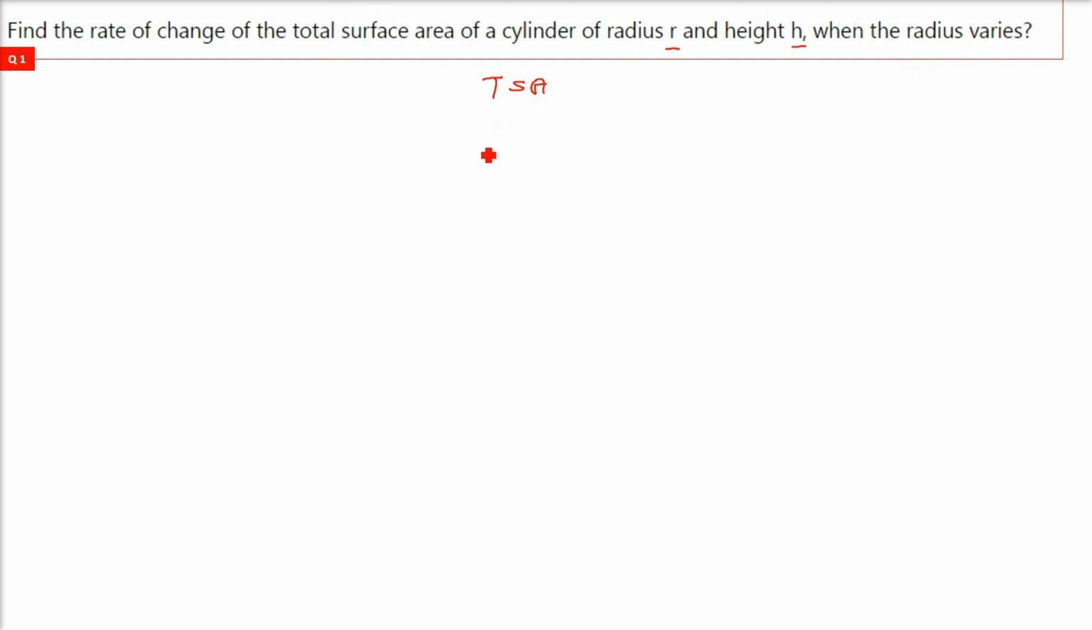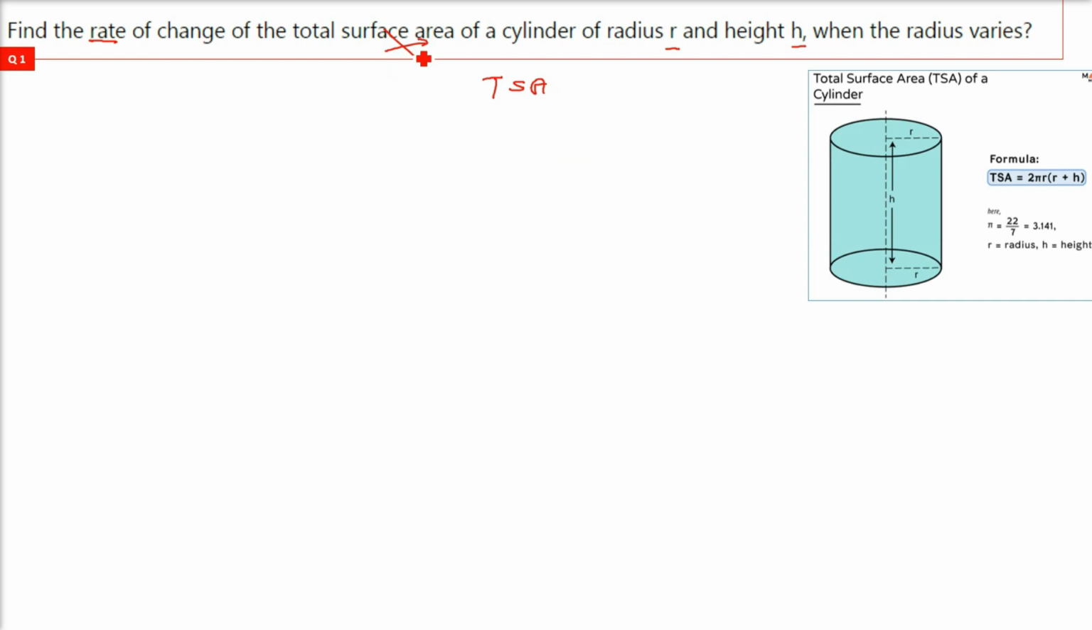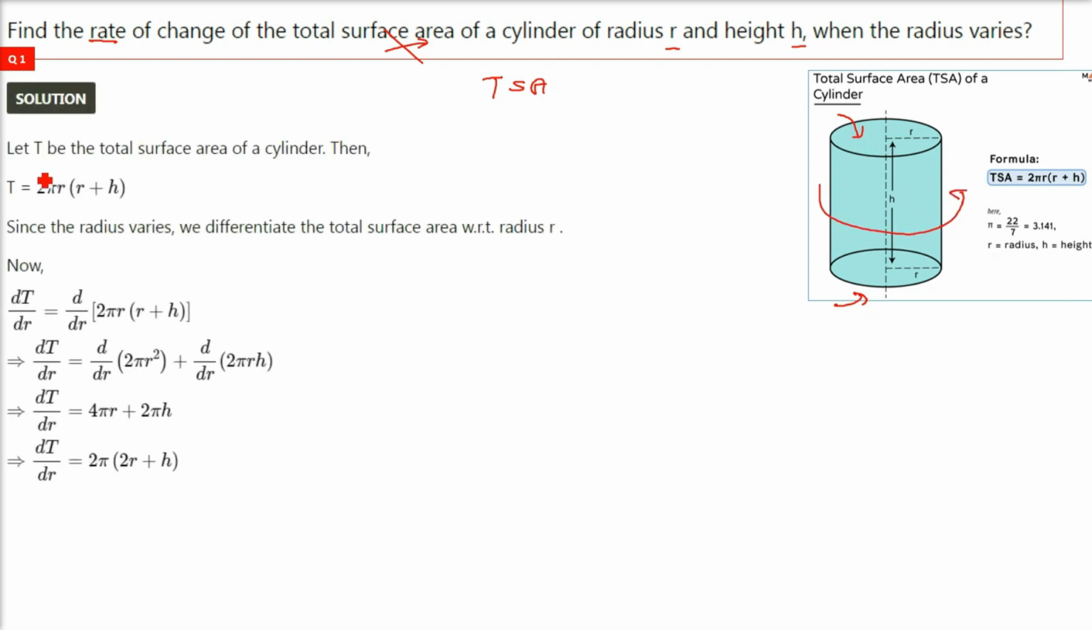So in all these sorts of questions, the rate of change is the rate or the speed at which a certain thing changes, increases or decreases. So the total surface area of a cylinder is 2 pi r (r plus h), or you can call it 2 pi r square plus 2 pi r h. 2 pi r h is the curved surface area and 2 pi r square is pi r square above and pi r square below. So when you add them, you get the total surface area.